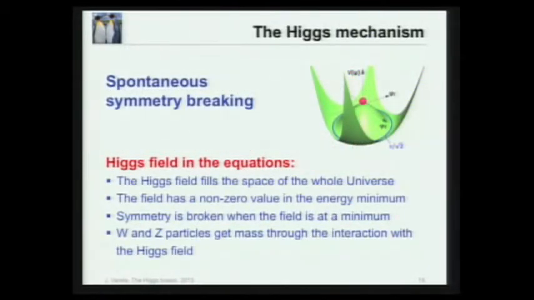This field is described by some variables. I'm describing it by the variables phi1 and phi2. Think about that as a complex field that has two components, but never mind. So the field has two components, and this phi is the Higgs field. On the vertical axis, I have the energy of the field. Okay? So this is a graph in three dimensions instead of two, because instead of having just one axis, I have two: phi1 and phi2.